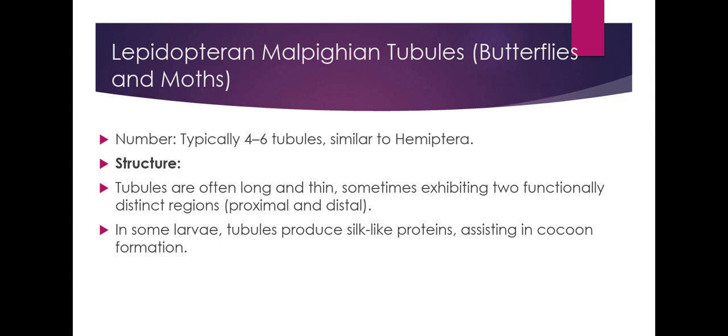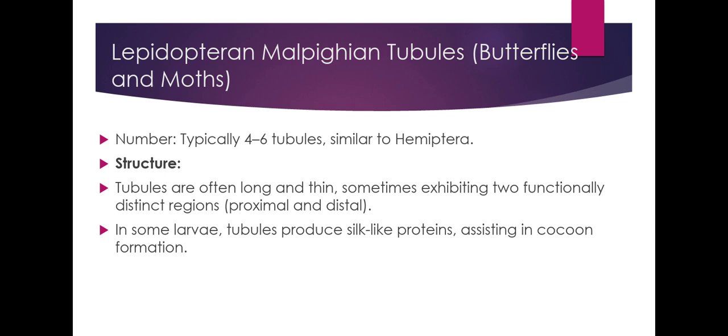Also, the last type is lepidopteran Malpighian tubules, consisting of butterflies and moths. Numbers: typically 4 to 6, similar to hemiptera. Structure: tubules are often long and thin, sometimes exhibiting two functionally distinct regions, proximal and distal. We already talked about the proximal and distal regions.